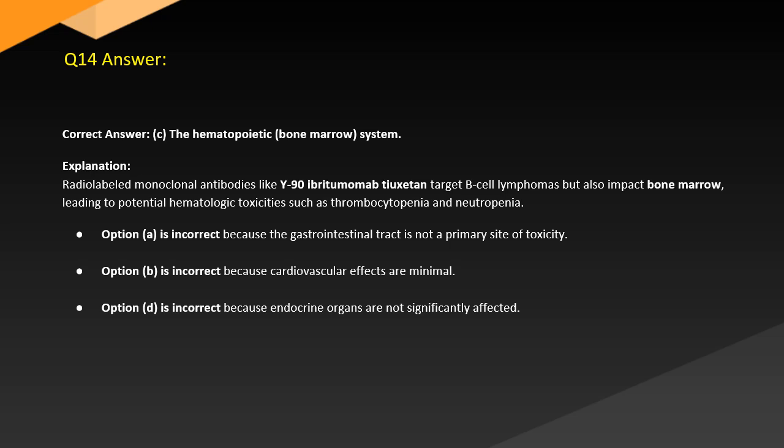Answer. Correct answer C. The hematopoietic, bone marrow system. Explanation: radiolabeled monoclonal antibodies like Y90 ibritumomab target B-cell lymphomas but also impact bone marrow, leading to potential hematologic toxicities such as thrombocytopenia and neutropenia. Option A is incorrect because the gastrointestinal tract is not a primary site of toxicity. Option B is incorrect because cardiovascular effects are minimal. Option D is incorrect because endocrine organs are not significantly affected.